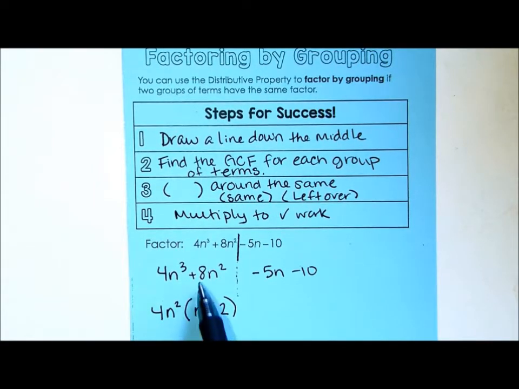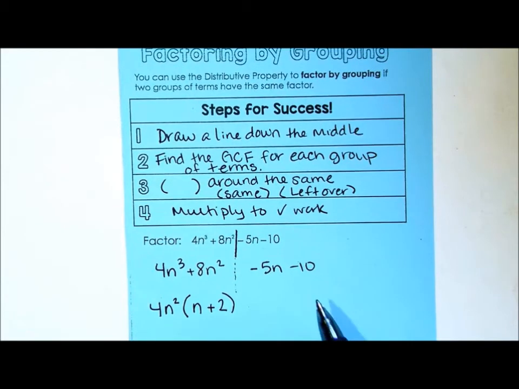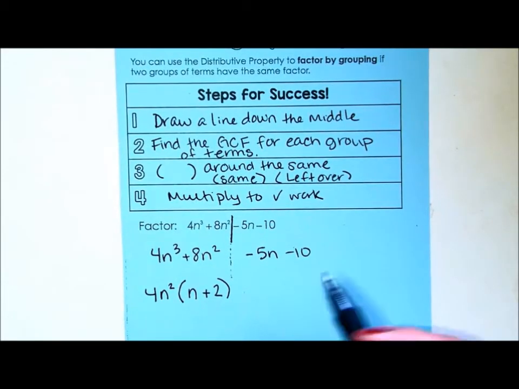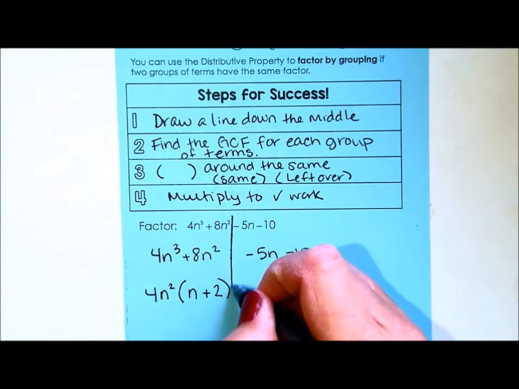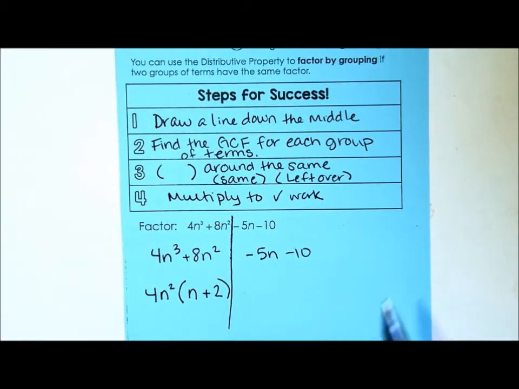Next, 8 divided by 4 gives us 2, and if I have 2 n's here, I lose the 2 n's up there. Now I'm going to factor the other side. The largest number that they both have in common with negative 5n minus 10 is going to be negative 5.